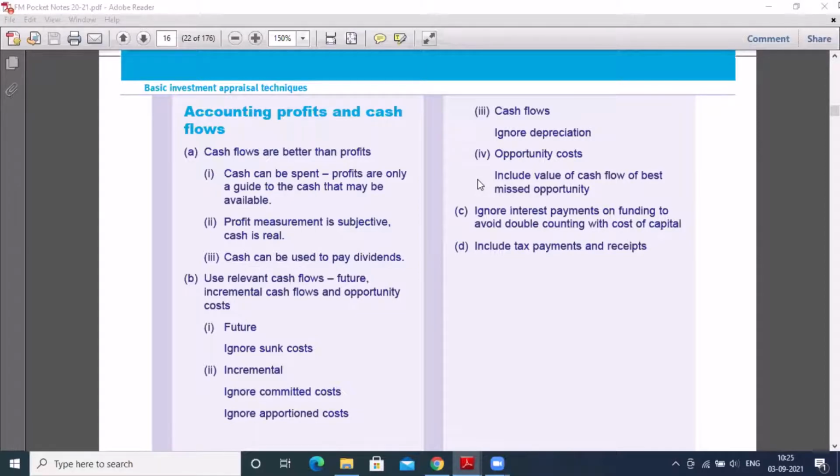And cash can be used to pay the dividend. So because of these three major reasons, it is always advisable to prefer cash flows over the profits. Now, when it comes to cash flows, there is a concept called relevant cash flow. This is very, very important. Relevant cash flows are nothing but future incremental cash flows and opportunity cost. Future incremental cash flows and opportunity cost are considered as relevant cash flow.